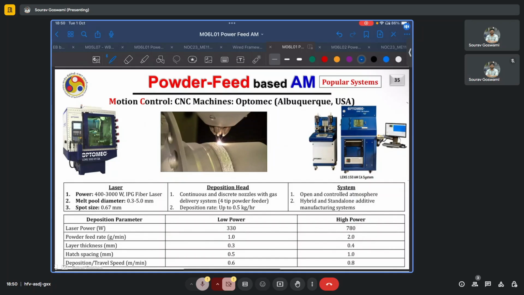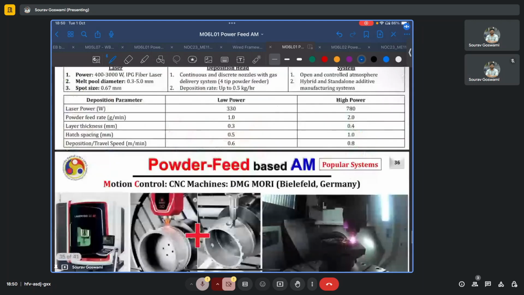The deposition rates can be as high as 500 grams per hour, or almost 600 grams per hour, which over 60 minutes is 10 grams per minute. And the systems can have either an open or a controlled atmosphere, and they can make hybrid and standalone additive manufacturing systems. A hybrid one is, of course, as we know, one which has both additive and subtractive capabilities.